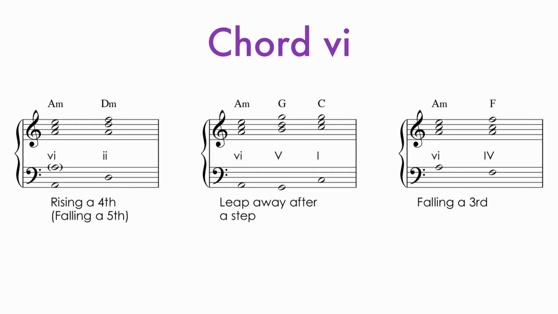Now let us look at the 6th chord. In functional harmony, the 6th chord is considered to have tonic function. It shares the mediant and indeed the tonic note that exists in the chord of 1. Here is how it likes to behave. 6 can go to chord 2, A minor to D minor, or it can move by step to the 5 chord and then would like to leap away after. So you could get the chord progression 6, 5, 1. And lastly, you can move by falling a third from 6 to 4.